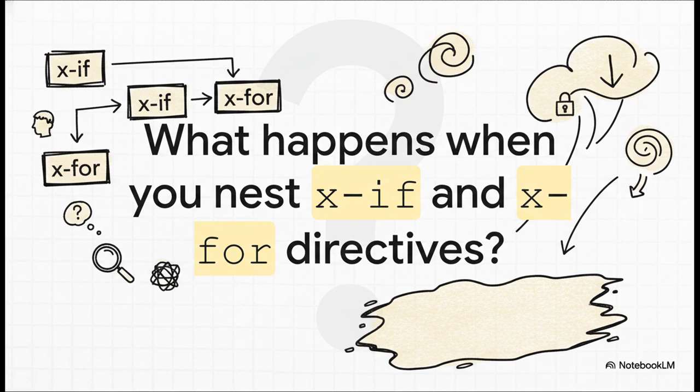So what was the trigger for this whole mess? It boils down to this question right here. Using a simple directive like x-if to show or hide one thing is Alpine 101. It's easy. But what happens if you put an x-if inside of another x-if? It seems totally harmless, but this is exactly where a subtle but very serious memory leak was hiding.